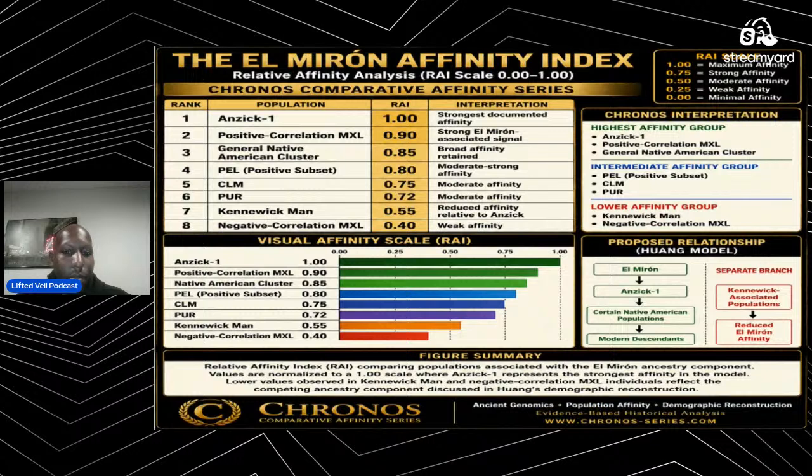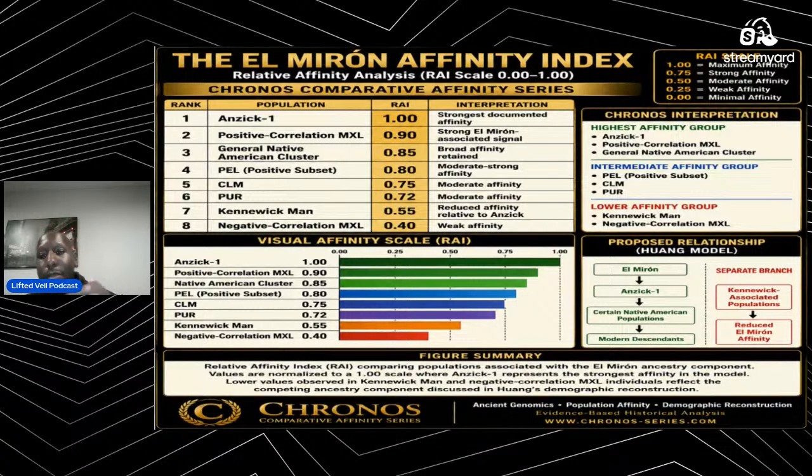Okay. What's important here as well is over here, proposed relationship. So they're proposing that the Elmoran is ancestral to ANZIC 1. ANZIC 1 is ancestral to certain Native American populations and its modern descendants. Okay, and that's all going to come into play later on when I explain this negative affinity. I'm going to put this all together because basically what they're saying is modern Native Americans are most related to, or share the most affinity with, ANZIC 1. All right, and ANZIC 1 shares the most affinity with Elmoran.